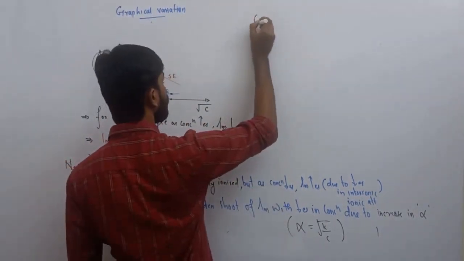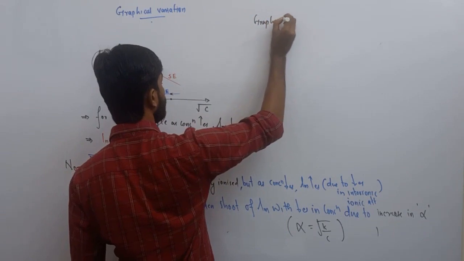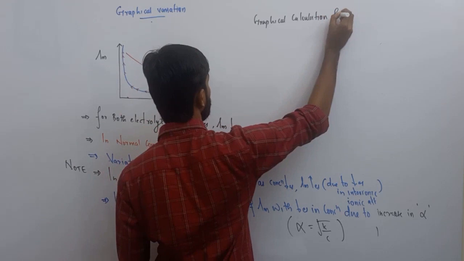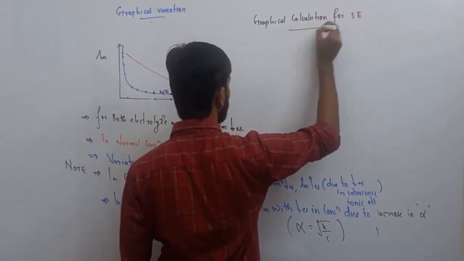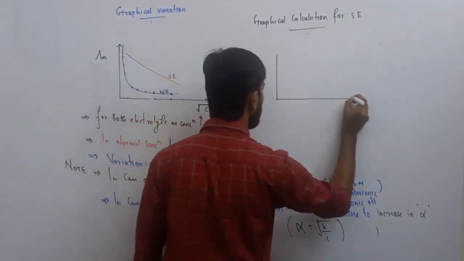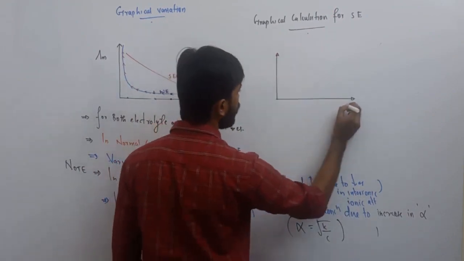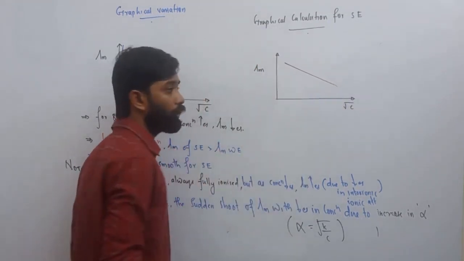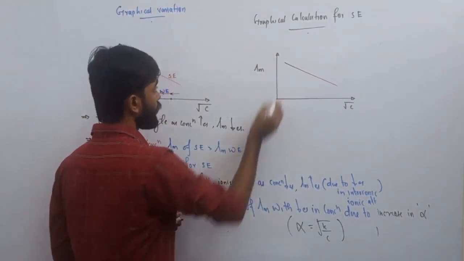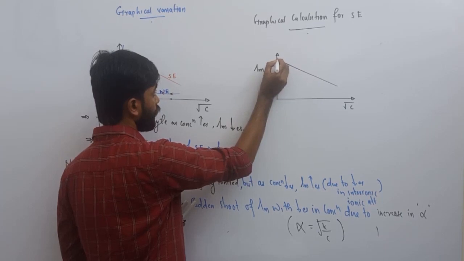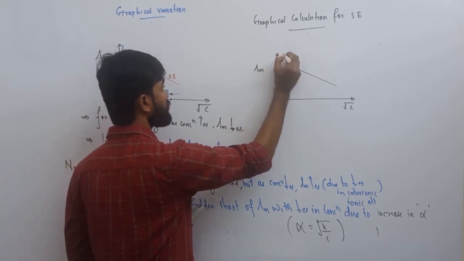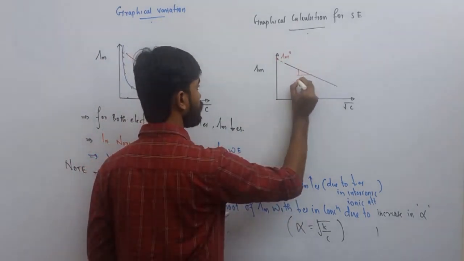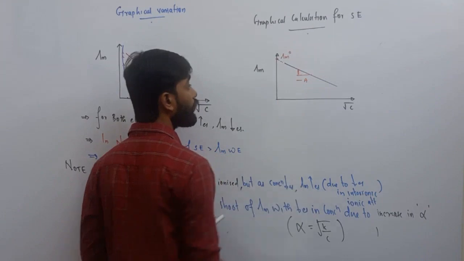So, graphical calculation for strong electrolyte. Let me derive an equation for a strong electrolyte. Here is root C and here is lambda m, and we know that this is the curve of your strong electrolyte. If you extrapolate this, it has an intercept on the y-axis which is defined as lambda m0, and this is a constant. The slope is a constant a.